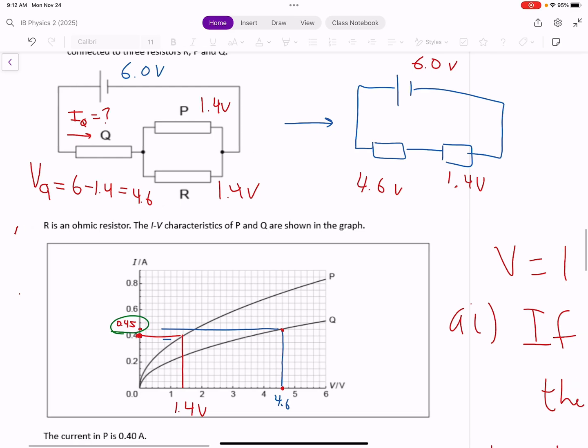We're given the graph. We're told that R is ohmic, meaning that as V increases, so does I, and vice versa. But basically, it increases in a linear fashion. If R is ohmic, then Q and P are not ohmic. So the graph shows us that Q and P are not ohmic because they have curved increases in current as voltage increases.